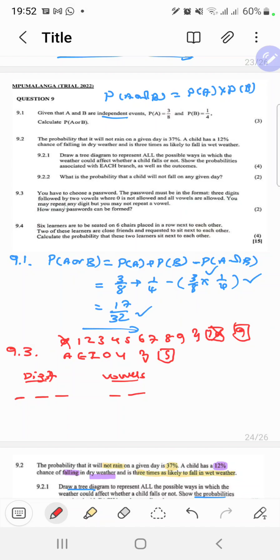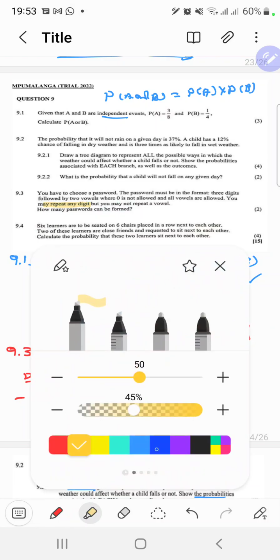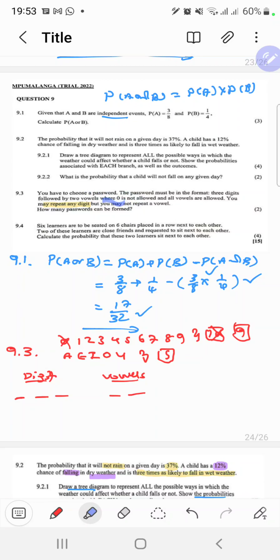Now it says you may repeat any digit. So the digits can be repeated, but you may not repeat vowels. So you see there's a lot of restrictions here that you need to think about. Okay, now it says how many passwords can be formed. This is the fundamental counting principle. So of course, how many digits do you have here? We have 9 in total when 0 is excluded.